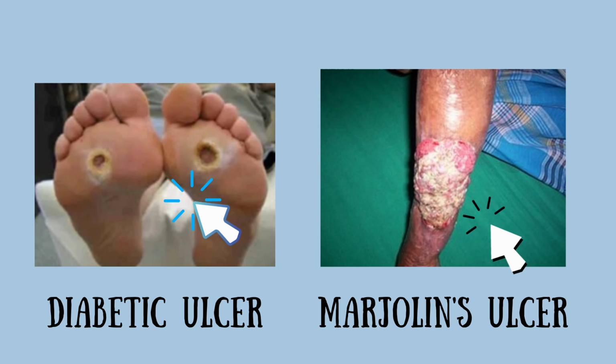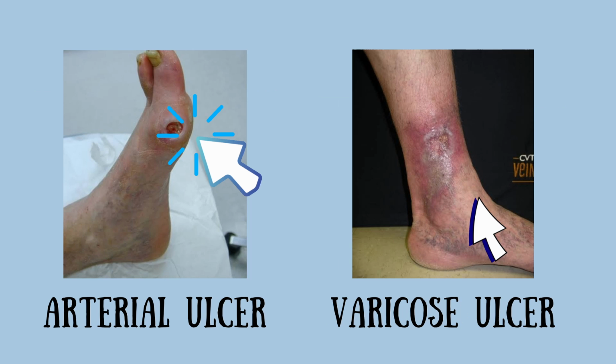Okay. So first is this diabetic ulcer. It is seen in diabetic patients, and it is because of increased glucose content in the tissues. Second is the Marjolin's ulcer. It is seen after burns, meaning when someone has a burn scar, Marjolin's ulcer usually develops on that burn scar only. Okay. Next you have arterial ulcer and varicose ulcer. In arterial ulcer, this is because of arterial insufficiency.